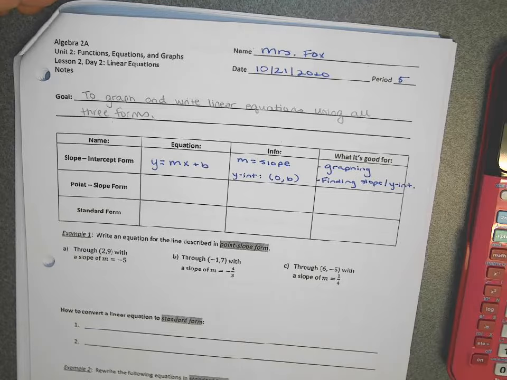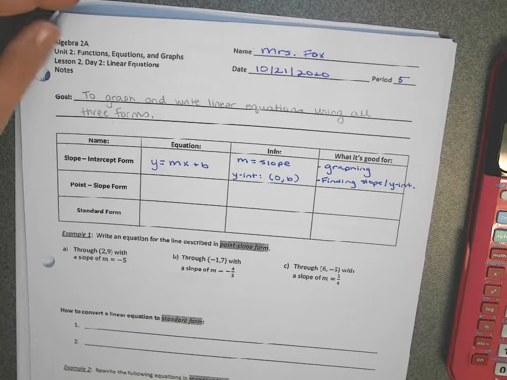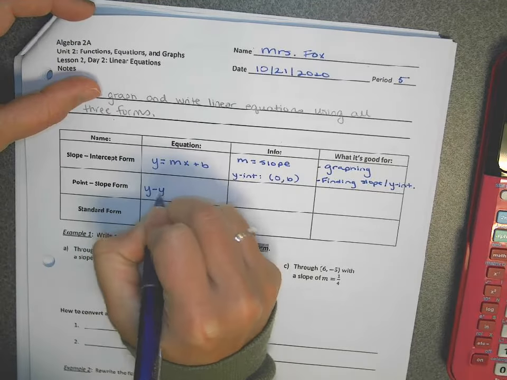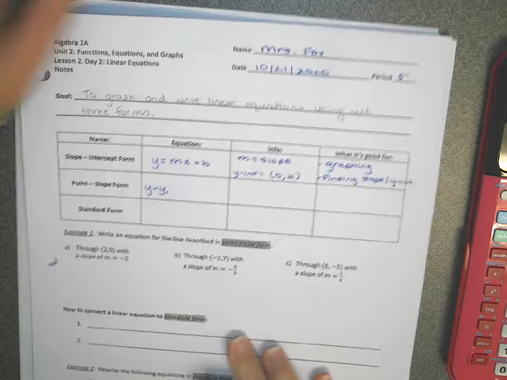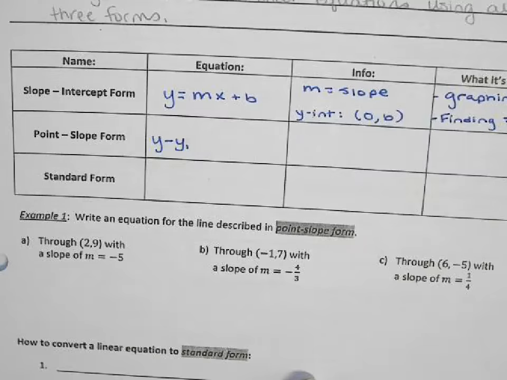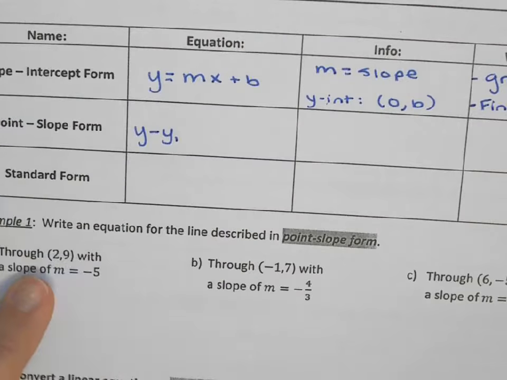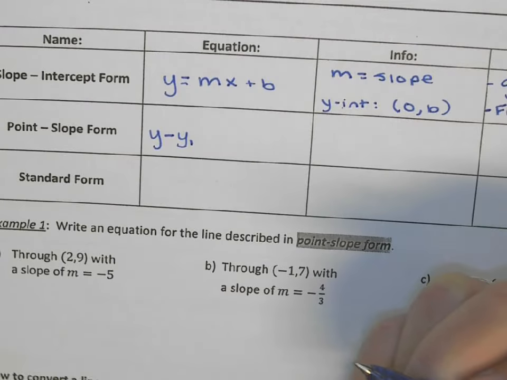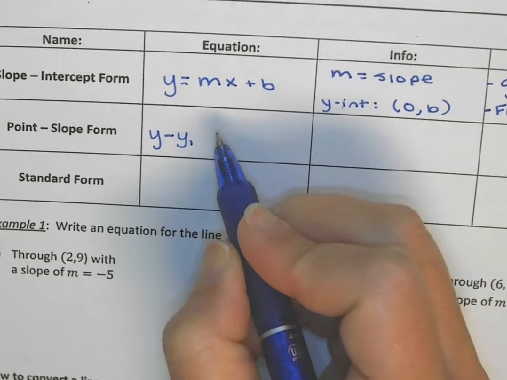Point slope form and standard form are the other two forms. Now these are not used as often as slope-intercept form, but it's still important that we know them, we recognize them, and we know what they're good for. So point slope form is y minus y1. Now when you write y1, I'm going to zoom in. y1, it's a small letter down below the y. Okay, it's not up at the top.